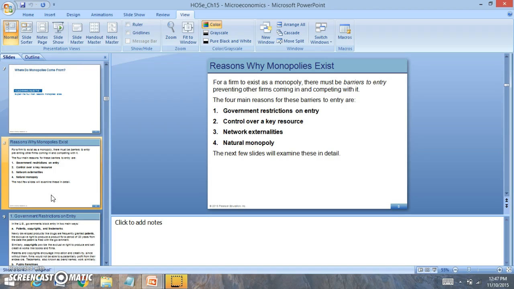Now, where do monopolies come from, and what are the reasons why monopolies exist? There are four main reasons why monopolies exist. Monopolies exist because the government restricts entry on competition. So the government thinks it's more efficient to have one firm produce this good or service than multiple firms. Another reason is control over key resources. So the government wants to control these resources that are being developed in our economy, so they control the key resources. The next one is network externalities.